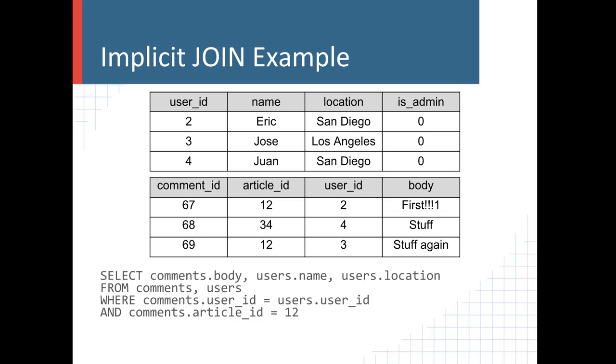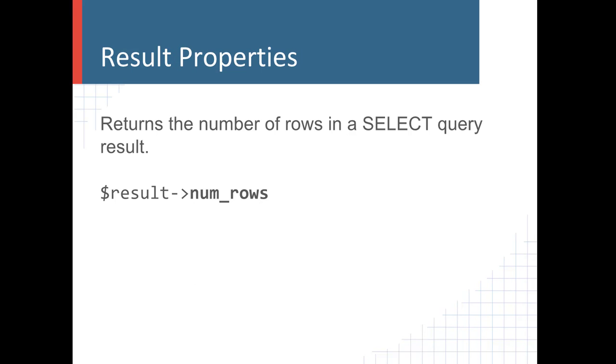And I know this because those two items, if I look at the comments table, are under article ID 12, and user ID 2 corresponds to the users table, user ID 2, and user ID 3 corresponds to the users table, user ID 3, Eric and Jose respectively. So the result property of num rows gives us the number of rows of data. So if I had done result num rows on the previous query, I would have gotten the value of 2. This will let me know whether or not I actually have any rows of data with which to output.